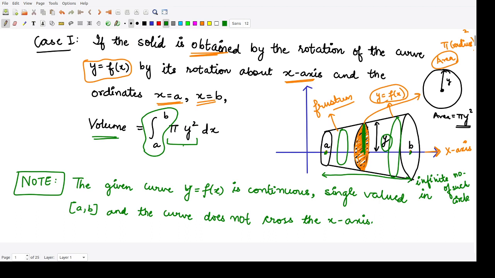Now note the conditions on f of x, your given curve. What kind of curve could this be? Firstly, the given curve should be continuous, that means you could draw it without picking up your pen. Then it should be single valued, that means no two branches of the curve should pass through a particular point in the closed interval a to b. And moreover, the curve should not cross the x-axis. These are the conditions required for this to be the volume of the given solid of revolution.